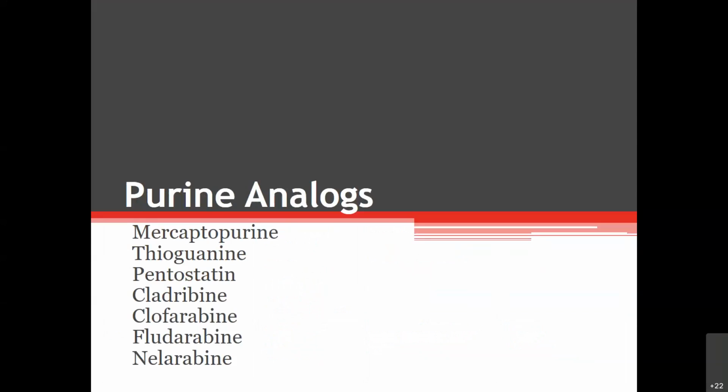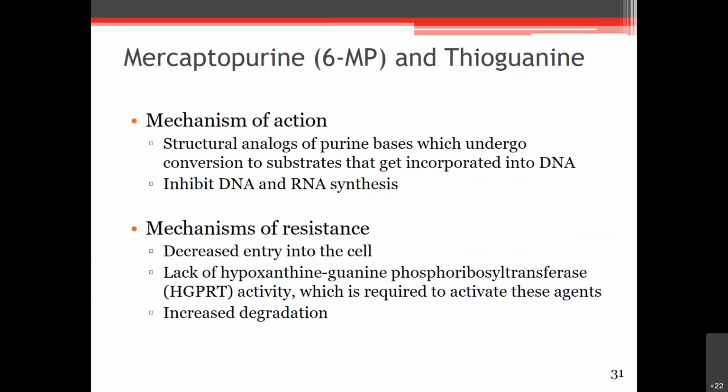Now we will move on to our purine analogs. So we'll start with mercaptopurine and thioguanine, which are used commonly in our ALL patients. So these are structural analogs of purine bases, which undergo conversion to substrates that get incorporated into DNA. So these are inhibiting both DNA and RNA synthesis. You can see that there are multiple mechanisms of resistance with these medications as well, and we'll talk about those a little bit more in a future slide.